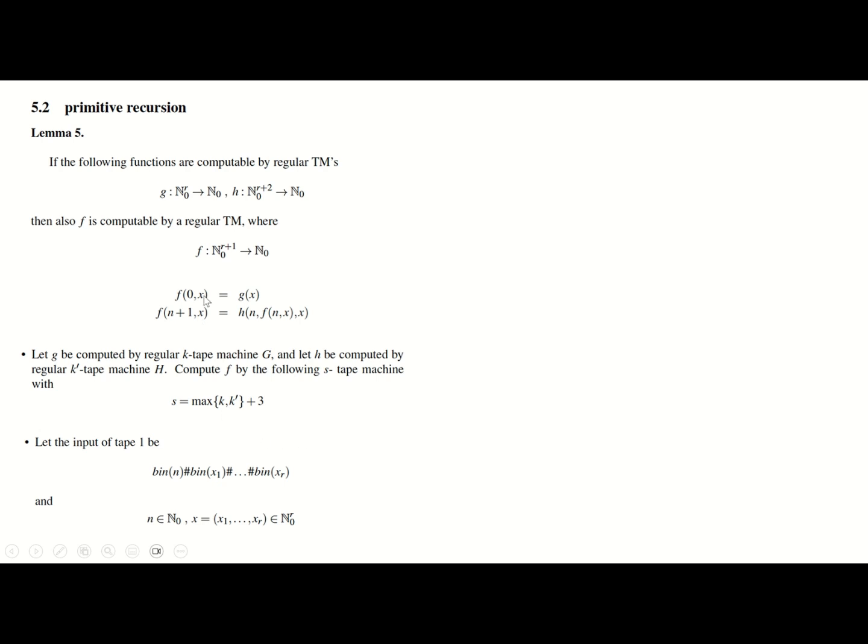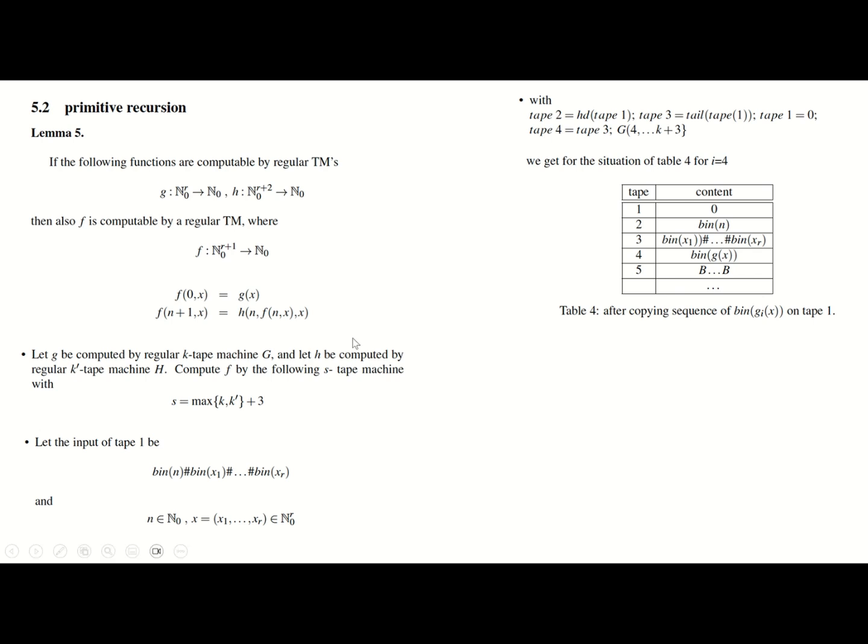And so how should I compute F? Computing F means that if I start my Turing machine with a binary number, how many variables does it take? n plus however long x is. And x is what? r long. So it's r plus 1 variables. So it starts with n, and then you have x1, x2 up to xr. And when you start your machine, it should output whatever F outputs on this input. This is the idea. And how do I do this now?